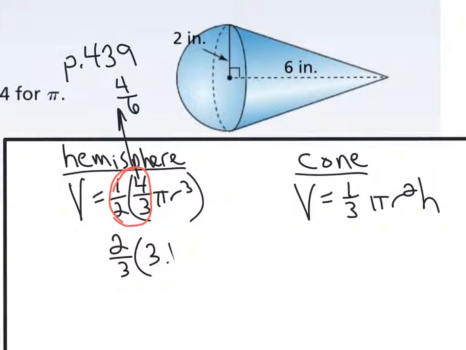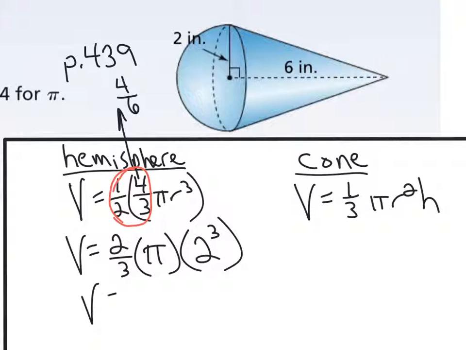And actually, I am going to save my pi here because both parts of this have pi in them, like the example 3 in your book. It'll just make it to where you don't have to deal with as many decimals and stuff until at the end. Radius of our hemisphere is 2. And remember, we are going to have to cube that. So we need 2 cubed there.